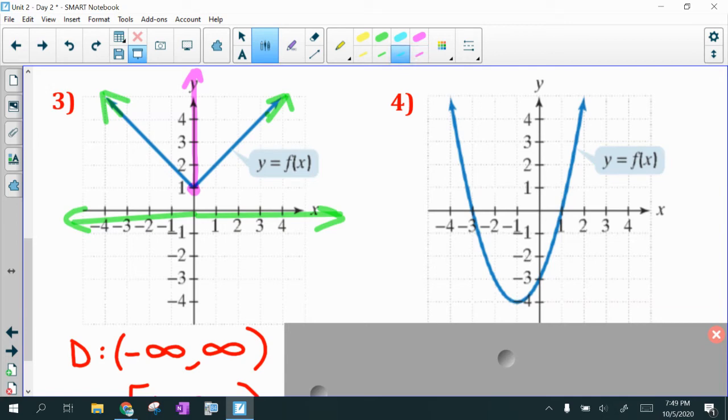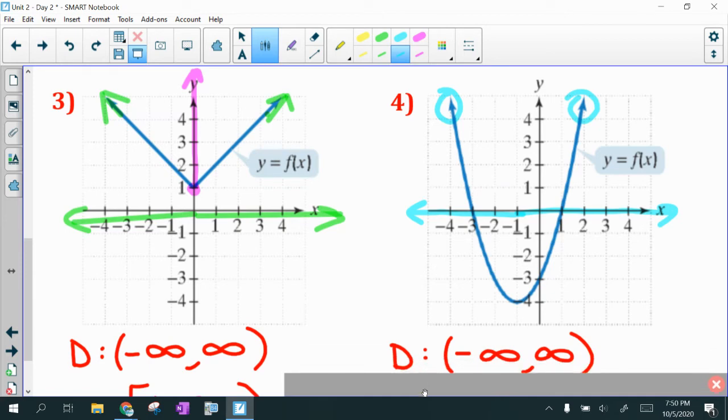Okay, moving on. Again, notice the arrowheads. It's continuing onward, which means it's going to just keep going on and on. So I'm going to say it goes infinitely far that way and infinitely far that way, which should be giving you a clue that my domain is going to be negative infinity to positive infinity.